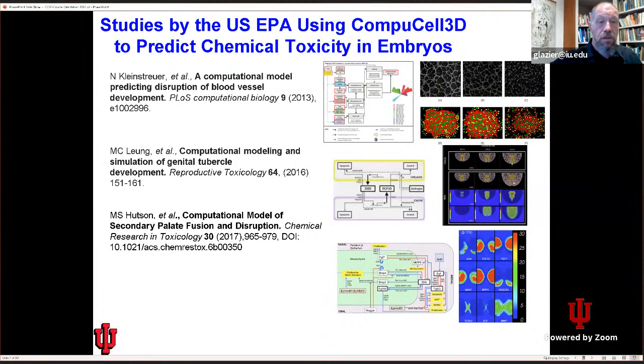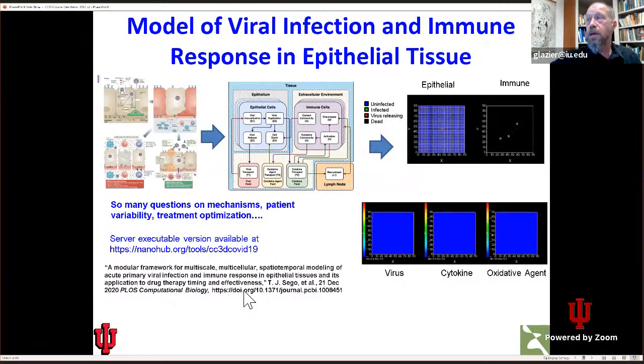That growth and fusion is controlled by a variety of different cell signaling molecules. And this is a simulation of disruption to that development by toxicants in the environment that can lead to cleft palate syndrome in children. So this is an example of the toxicological developmental aspects of this kind of simulation.